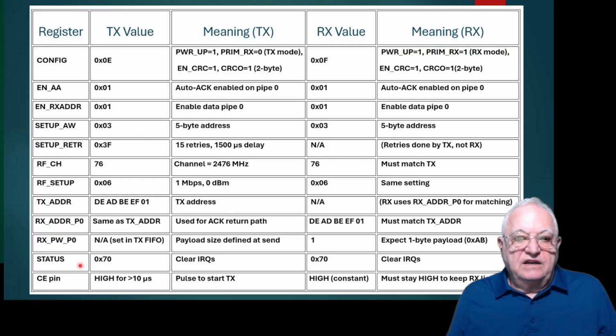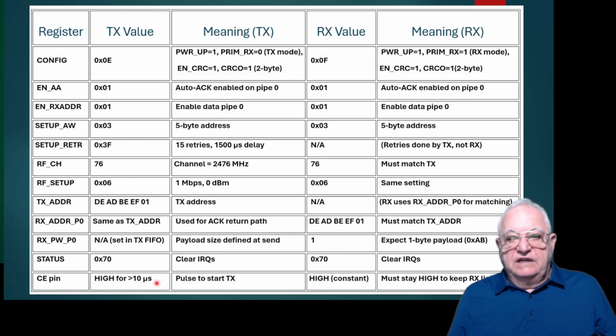Then finally, we have to clear all the IRQs after each transmission, and the value is going to be 0x70. And the last thing, we have to make sure that we chip enable after the configuration, and we have to set that pin high for greater than 10 microseconds. So that gives you the idea of how to configure.